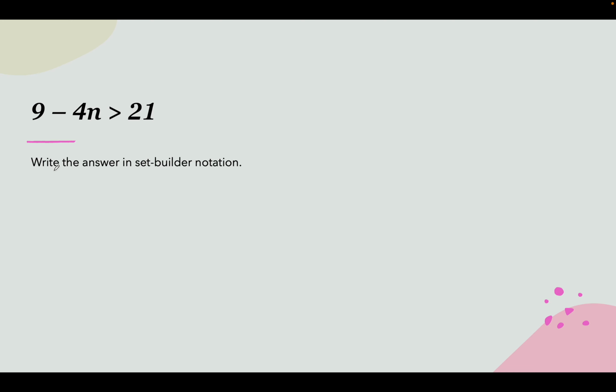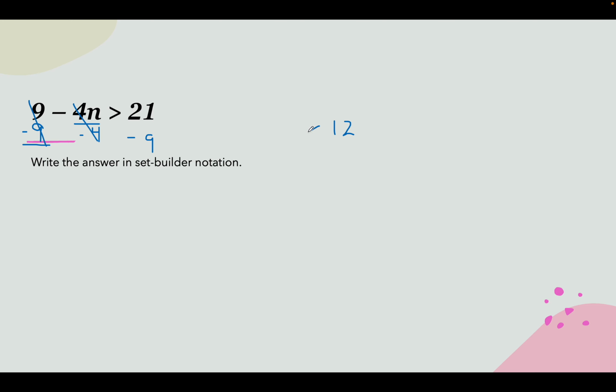Let's check out this one. Write this one in set builder notation. Okay, in order to do that, I'm going to have to simplify this guy. And then 21 minus 9 equals 12. Let's see, I think I'll move it over here, 12. Then I have negative 4n, so I'm going to divide by negative 4. If I divide by a negative, that'll flip the sign.